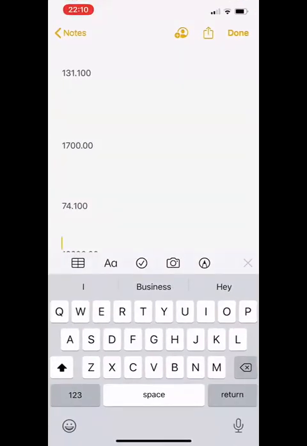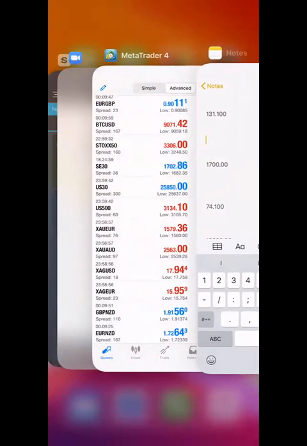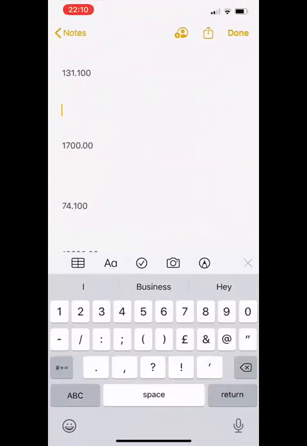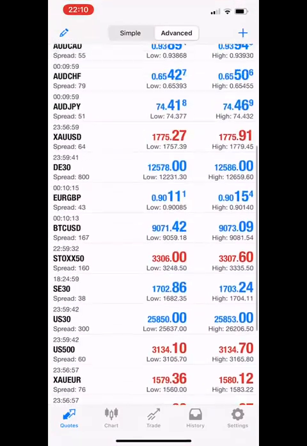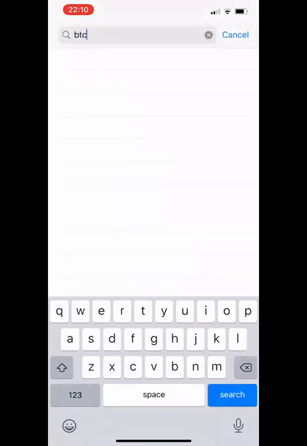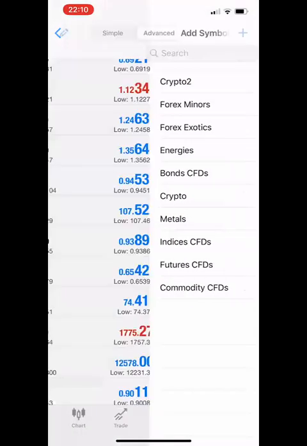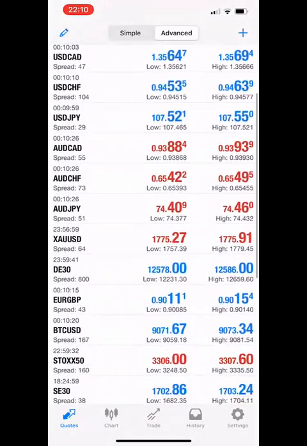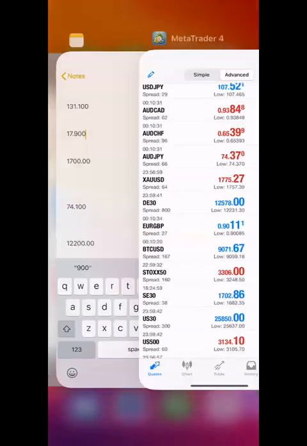1715.9. There's so many different ways of calculating. 17.940. And then let me look for cryptocurrencies. Let me find a way so you lot can understand how to. Where's the cryptos? 907 points. Yes, that's the same way.